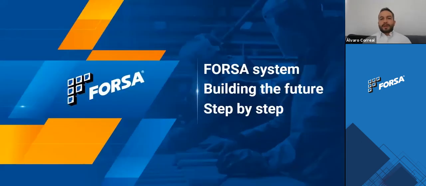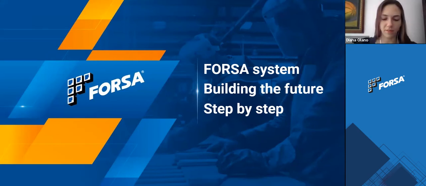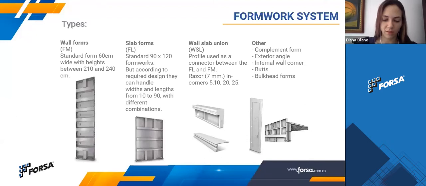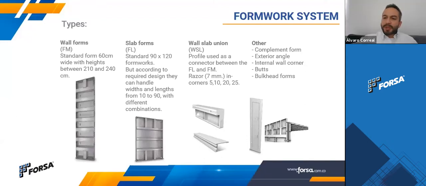Okay, so today we are going to talk about a step-by-step of the construction with industrialized systems with Forza aluminum systems. We are going to talk about the formwork system. We have 3 types of systems, which is the Forza Alum, Forza Plus, and Forza Pro. There are some differences between them, but we are not going to discuss them today, as the construction itself is the same with each of these systems.